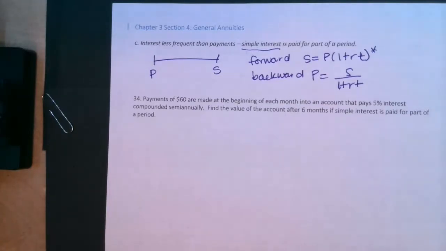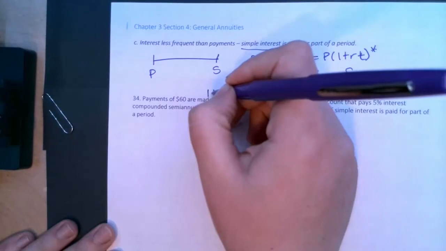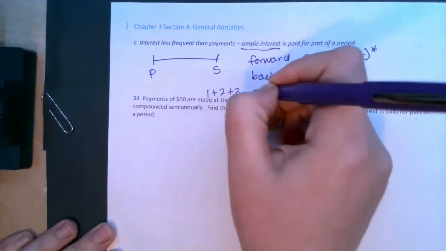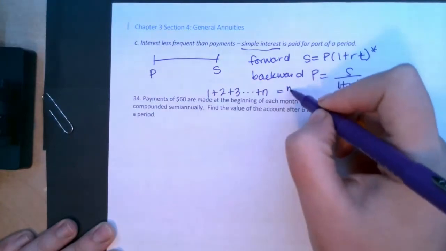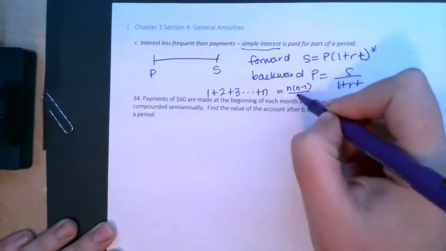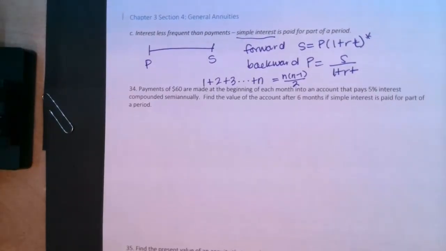The other thing that we need here is we're going to be adding a bunch of T's together. So it's helpful to know that if we add 1 plus 2 plus 3 all the way to n, that is a handy sum. It's n times n minus 1, all divided by 2. So if we want to add those all up and go a little faster, we're able to, which is really handy.